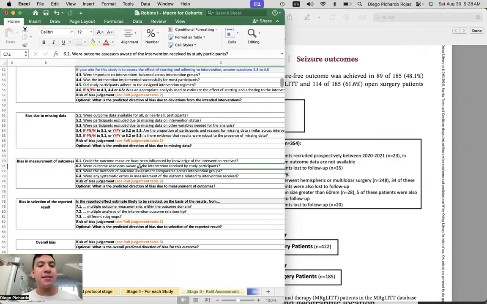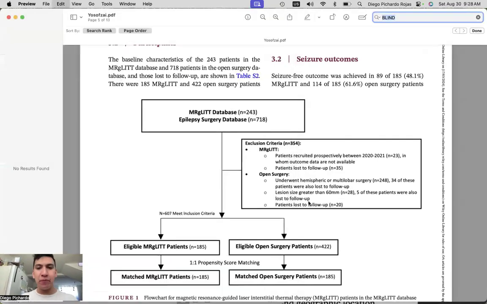Were the outcome assessors aware of the intervention? Aware.